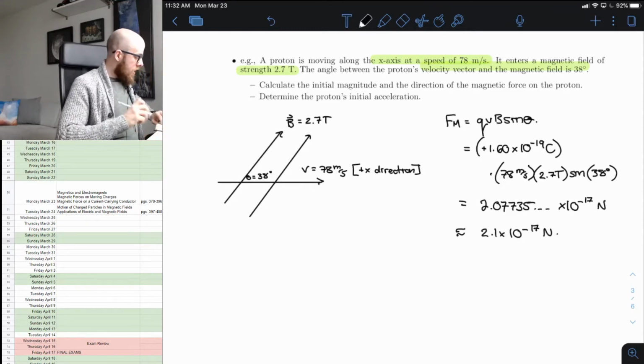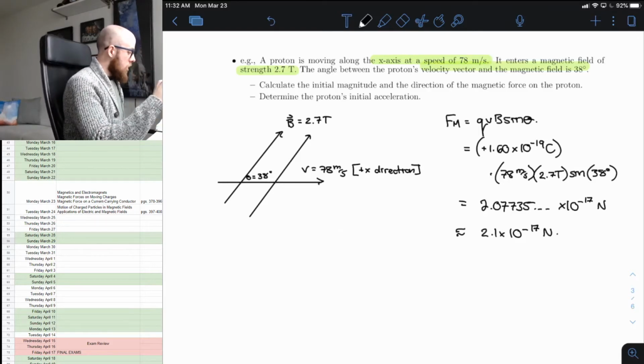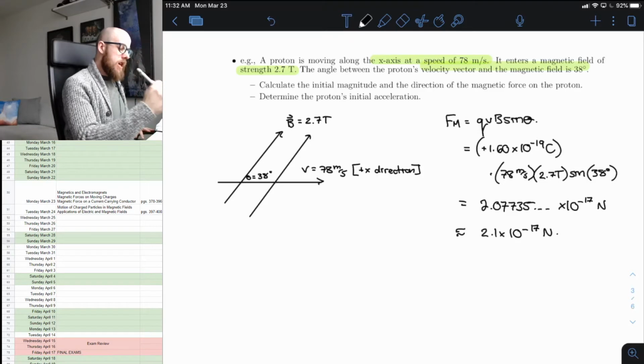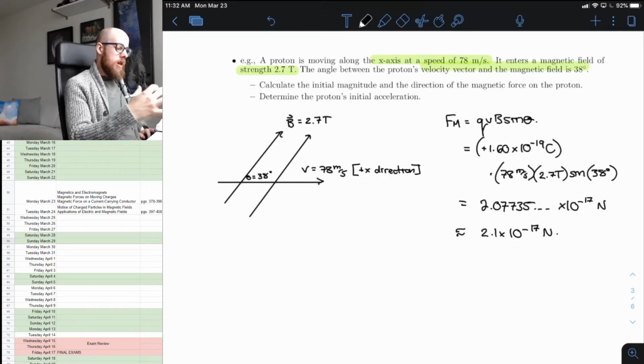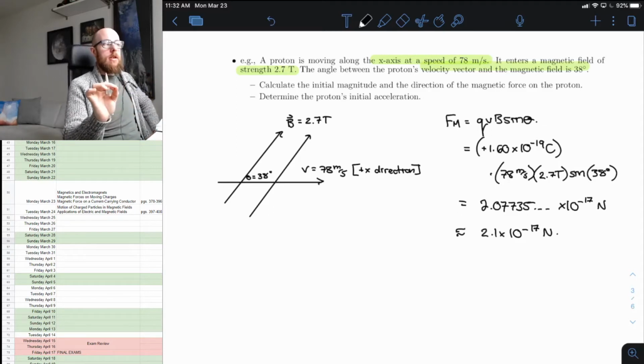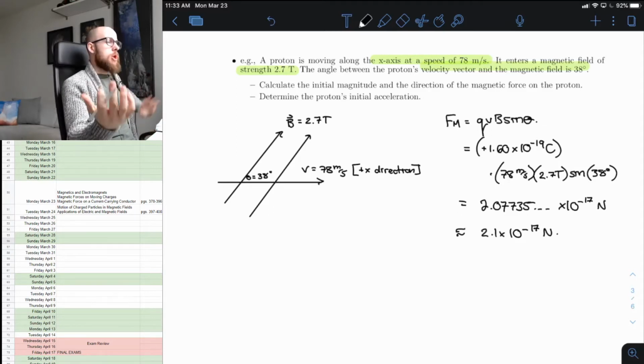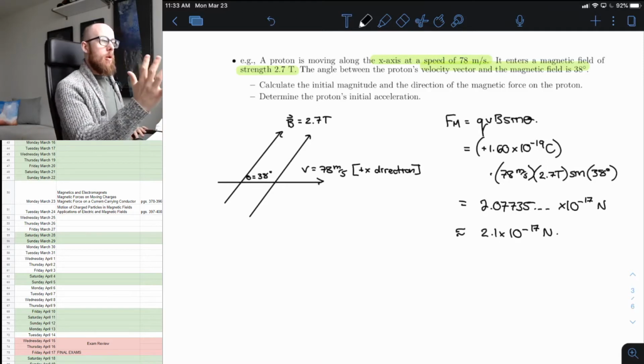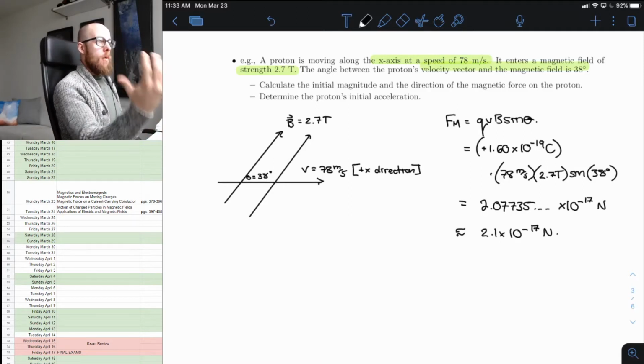Okay. So that gives us the initial force that the proton will feel, right? Any moment later, it will feel a different force, because it'll change directions and then everything kind of goes off the table. But let's figure out what direction the force will be.